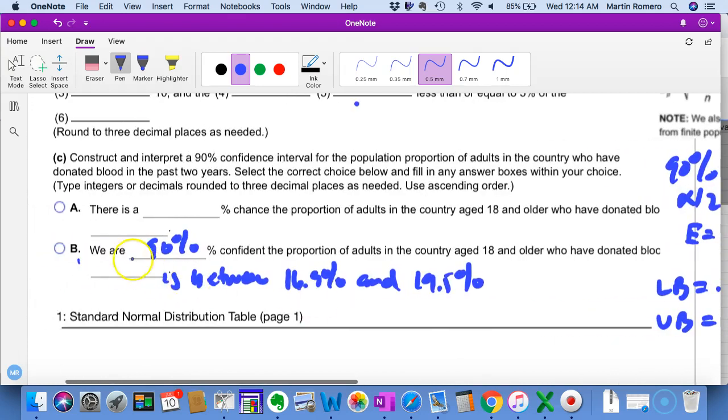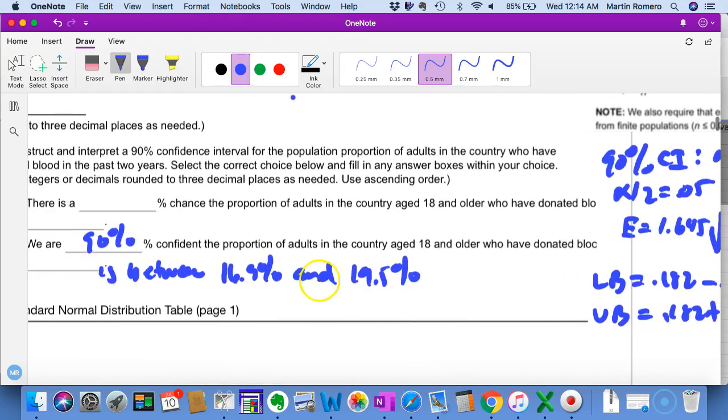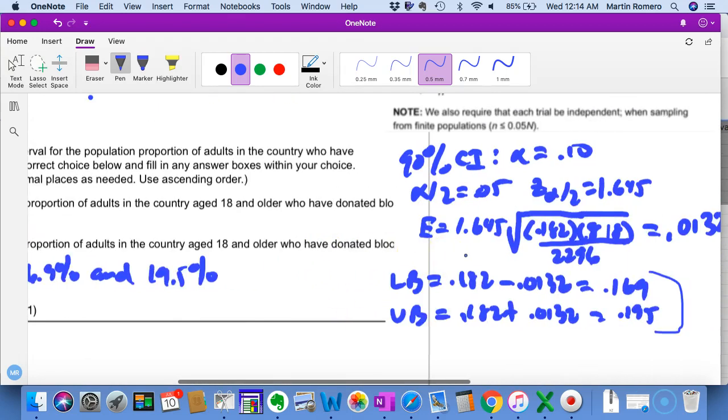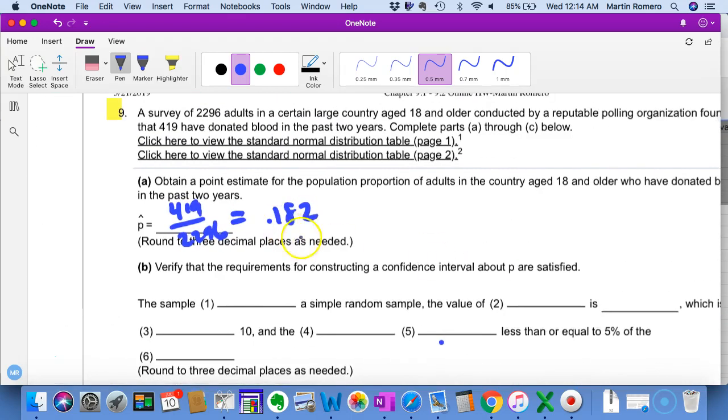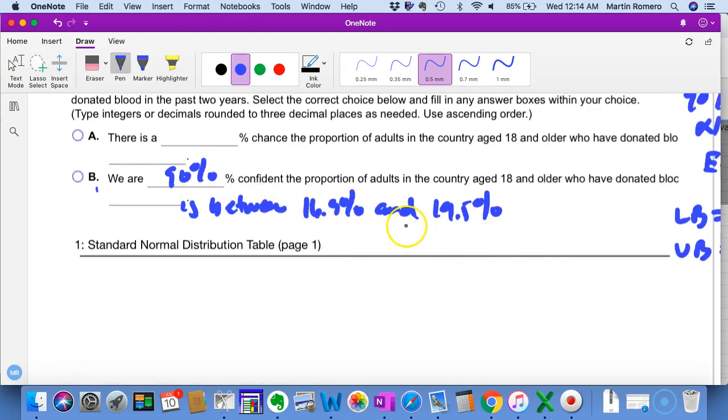And so now what we know is we are 90% confident that the proportion of adults who donated blood is between 16.9 and 19.5%. Again, we don't know, even though our point estimate was 18.2, that's just one value. So to be 90% confident of our inference, since we're doing inferential statistics, we would say that the true population proportion is between 16.9 and 19.5%.